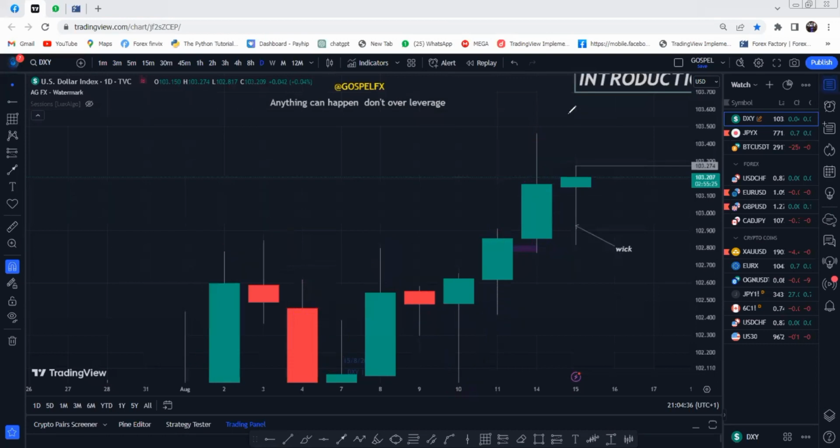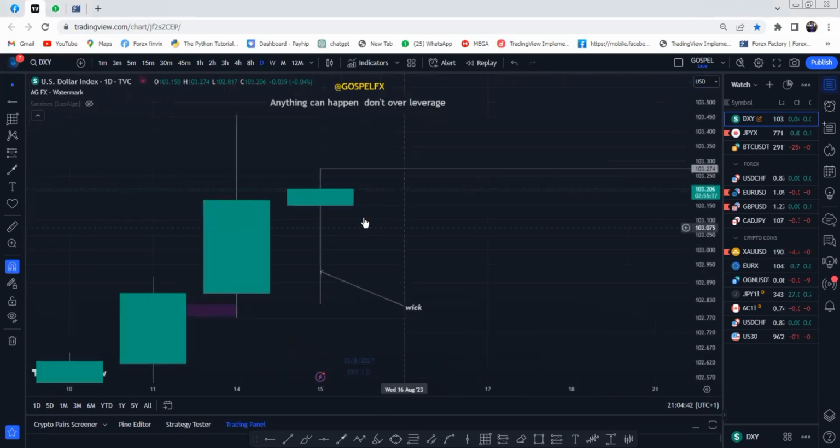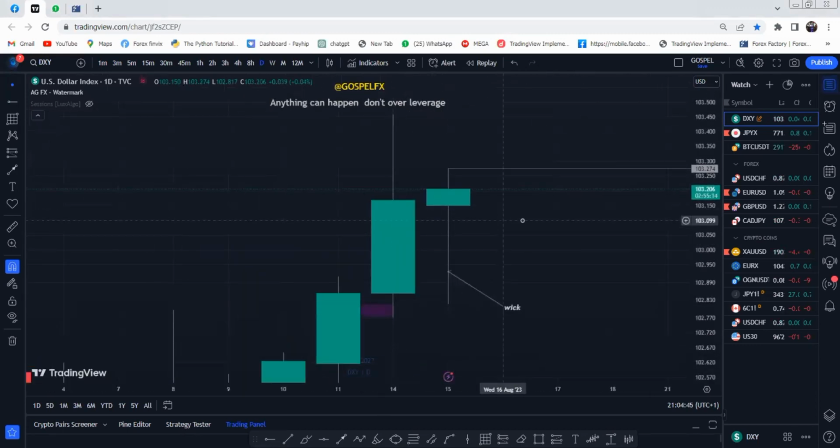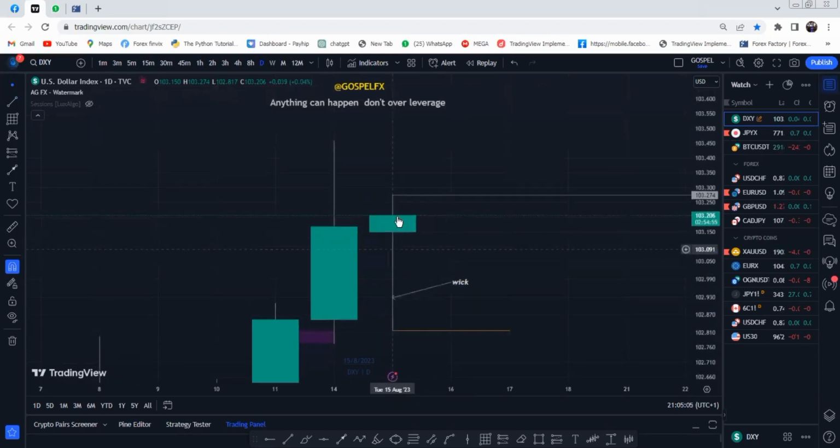Now what does this wick represent? Like I said, we're going to be studying the candlestick anatomy and digging deep inside this candlestick. The price opened and then went down to this point. Where was the opening price? This is where the candle opened, because this is where it's currently trading now.